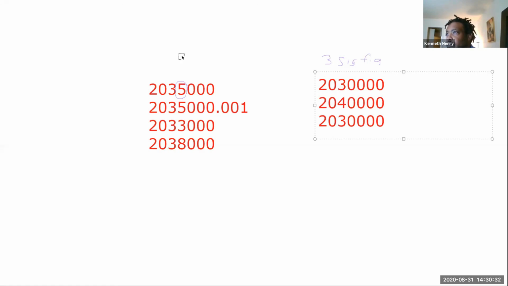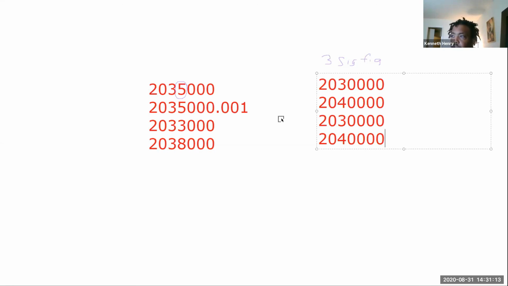So here, let's see. This first number, because that's a 5, we're going to look to see if there are any numbers trailing it. If there are numbers trailing it, then we'll round up. There's no number trailing it. These are 0, 0, 0, right? So we're just going to leave it alone. So it'll be 2, 0, 3, 0, 0, 0, 0.